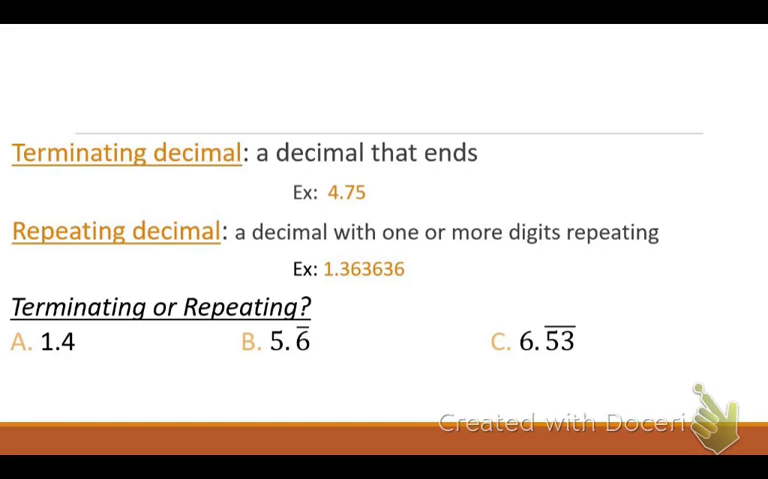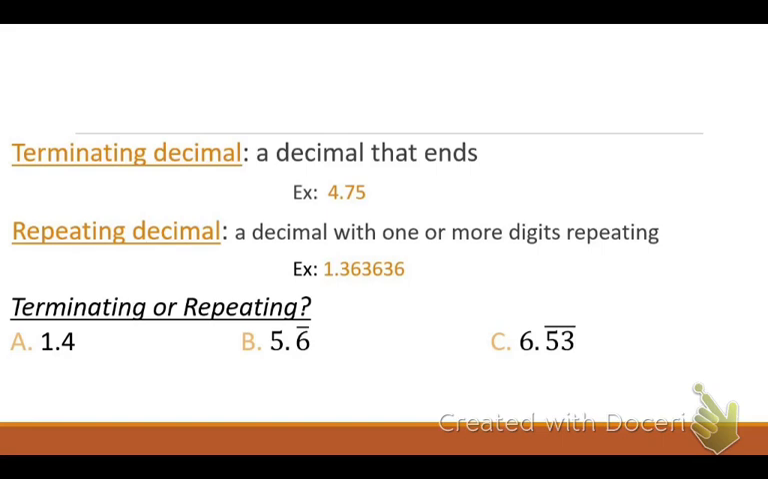So the first vocab word today says terminating decimal. How many of you have ever heard of someone saying their job was terminated? What does it mean if someone's job is terminated? Maybe they got fired. Maybe the store went out of business, so they couldn't work there anymore. Maybe they were laid off. So terminated means their job is done. It's over. Well, a terminating decimal is a decimal that ends. A terminating job is a job that ended. A terminating decimal is one that ends.